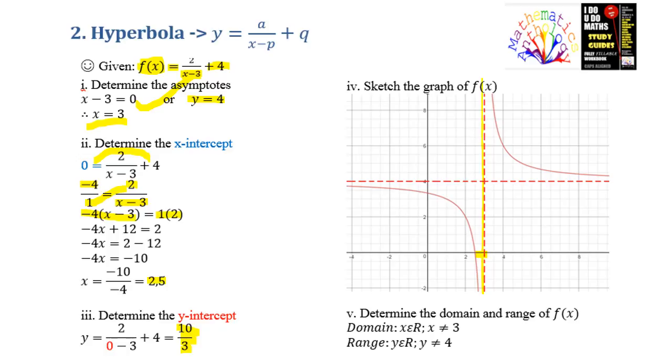My next asymptote was y is equal to 4. So on my y-axis, I find y 4. And I draw a line going through 4. And that's a horizontal asymptote here.